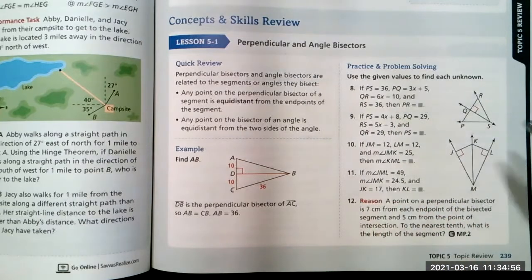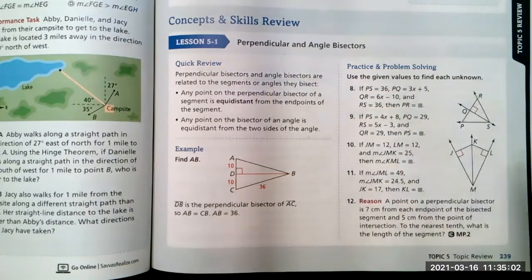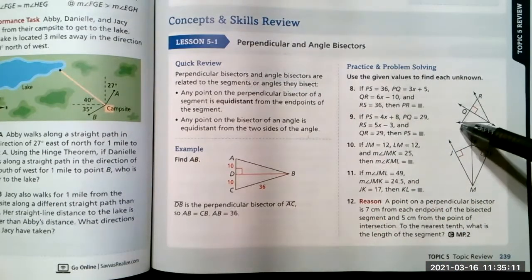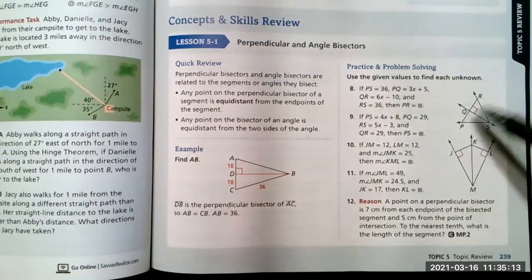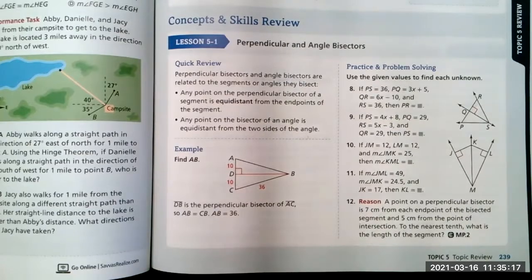QR is 6x minus 10. So the other side of that is 6x minus 10. And RS is 36. So this side length is 36. Then find PR. So they want the entire distance. So we know the pieces, right? But they want the entire distance.